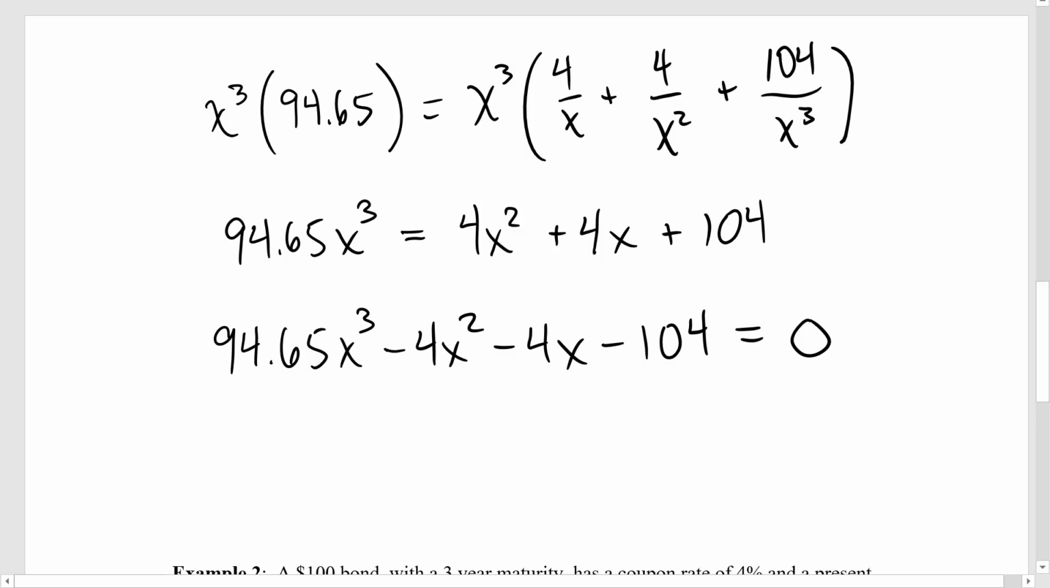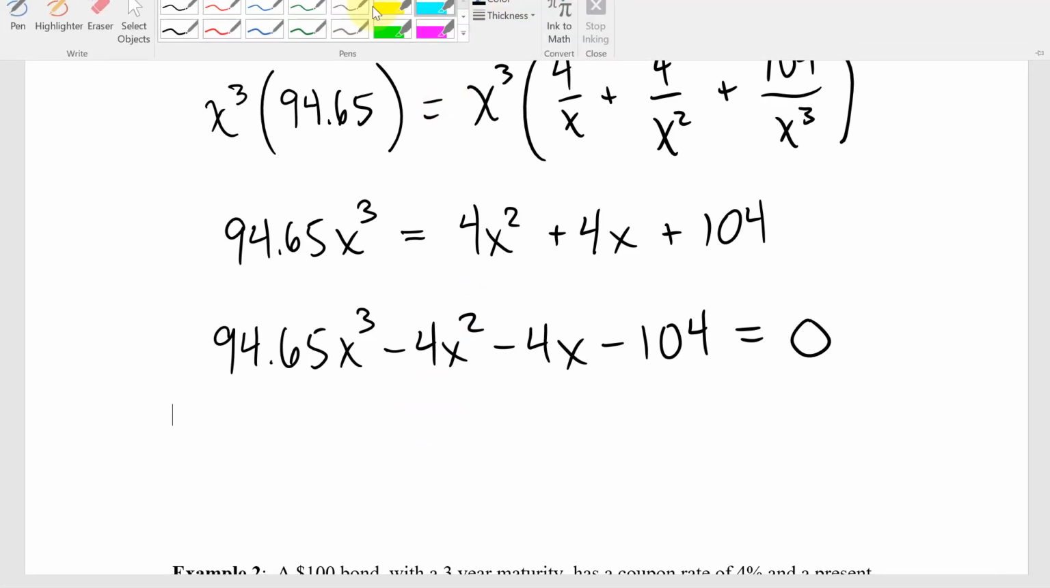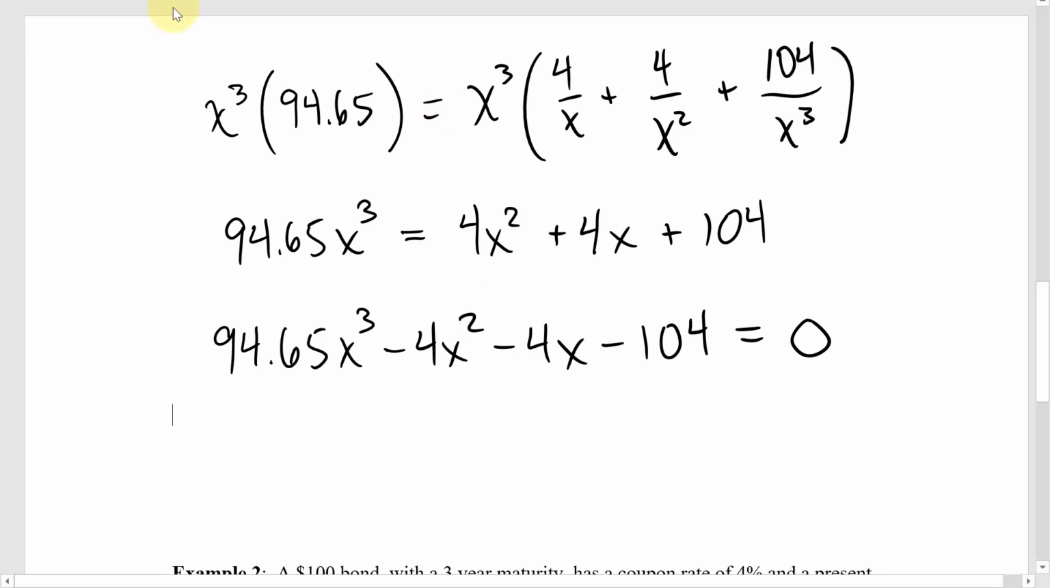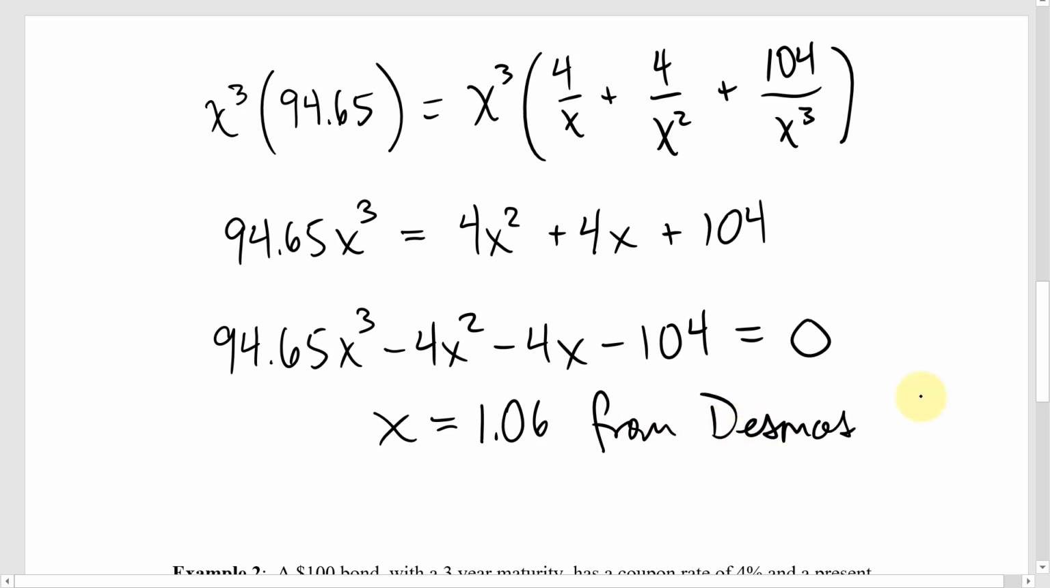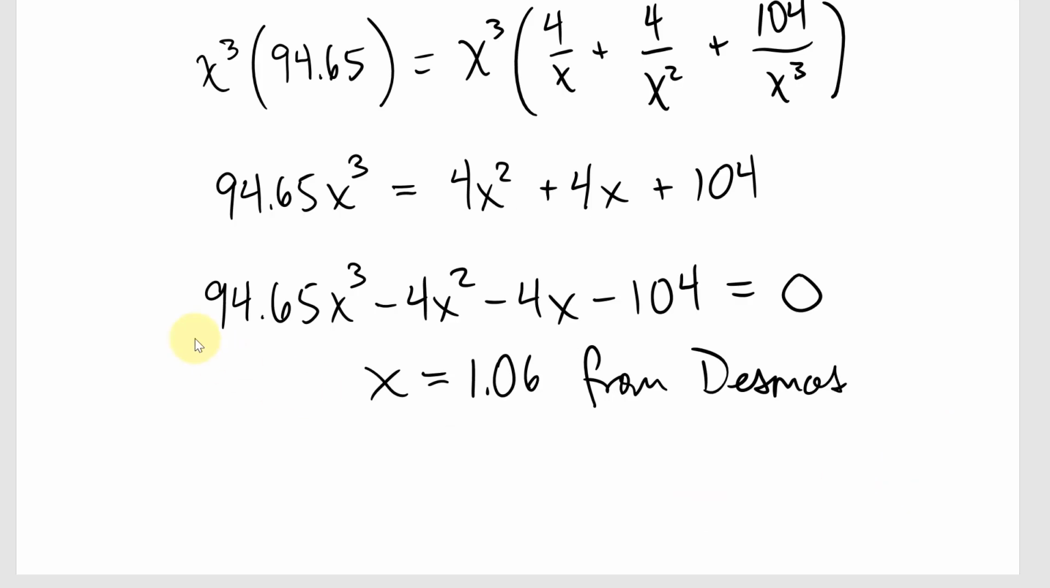So I used the computer this time, and now there could be 3 solutions, but the one that really matters in this case is the one that is close to 1. I get 1.06 from Desmos. Okay, we could do the same thing on a calculator. So let's go back to this same degree 3 polynomial. Use a calculator to find a solution.